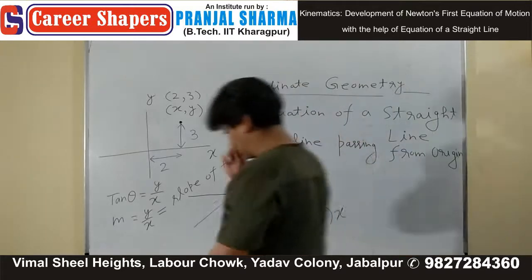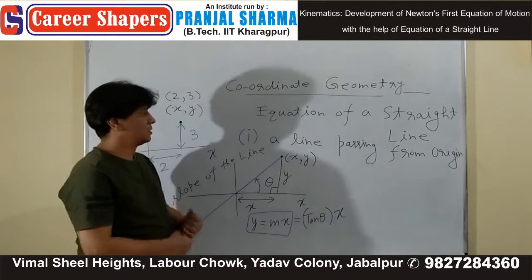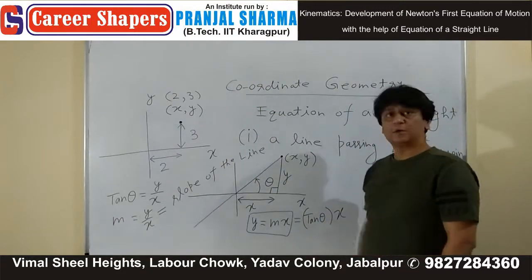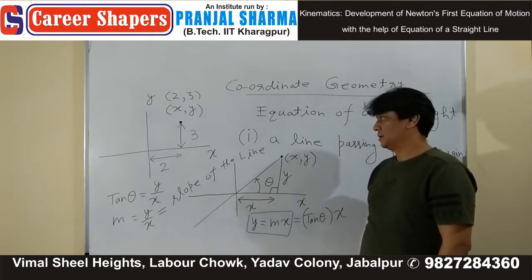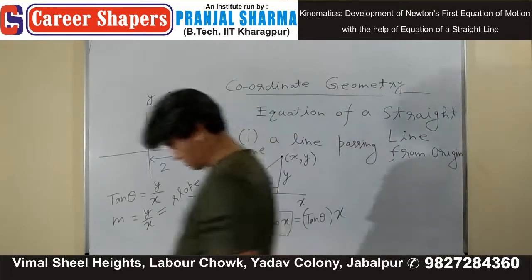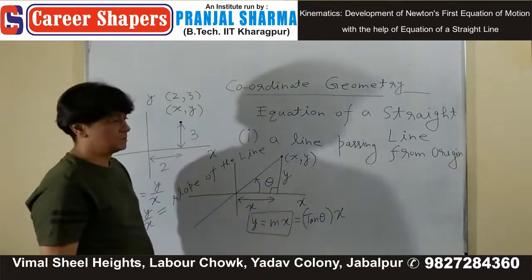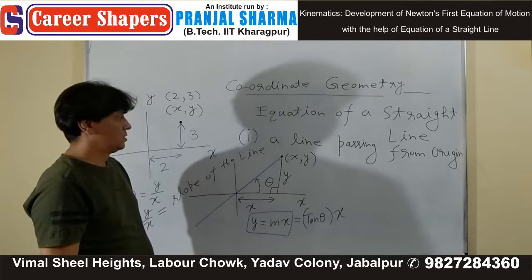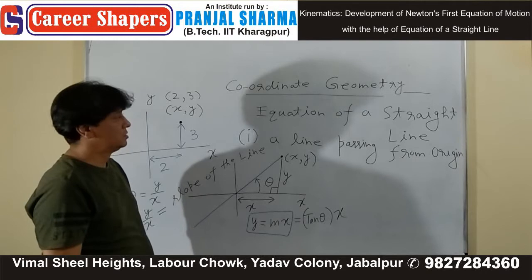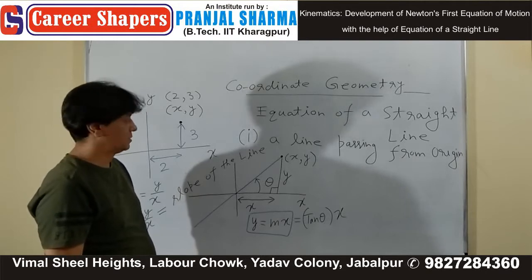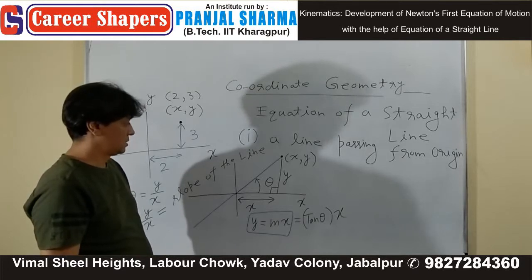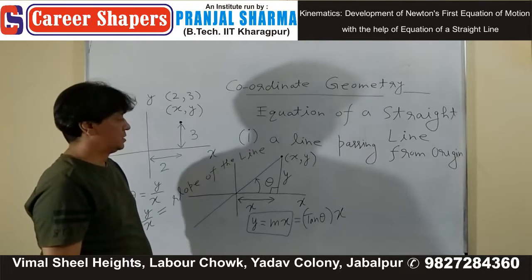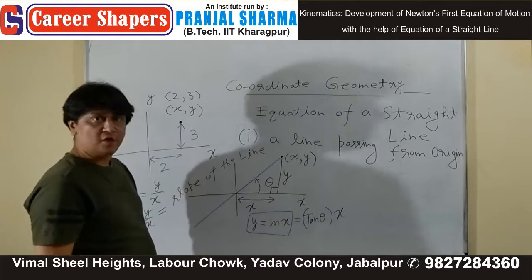Write down a statement. Equation of a straight line that passes from origin is y equals to mx, where m is called slope of line, and this slope is nothing but tan of theta.